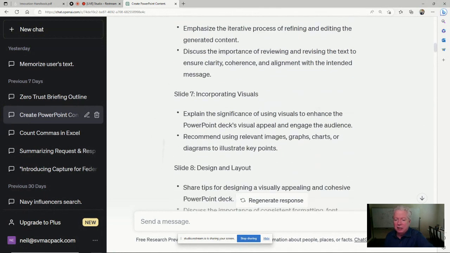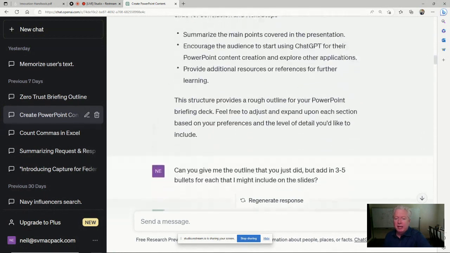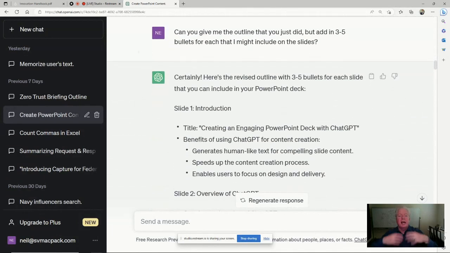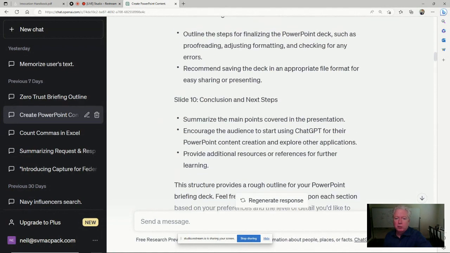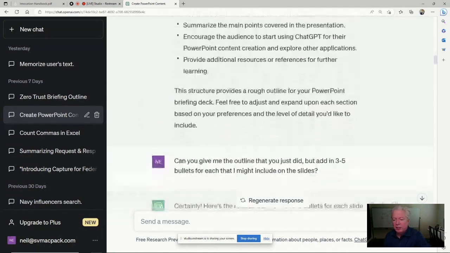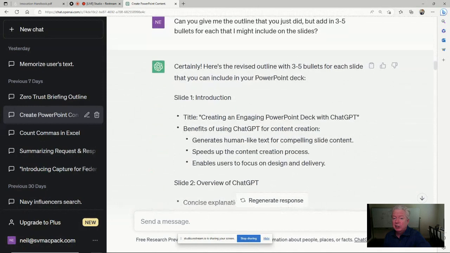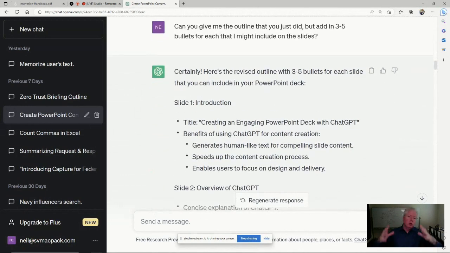So it did 10 slides, and then it said, okay, that's it. But let me tell you what I did next. I said, well, okay, so that outline was good, but can you add in 3 to 5 bullets for each one? Because what I noticed is that it was just giving me a couple and there was no consistency, right? And so I said, give me 3 to 5 bullets. I didn't ask it for anything else. All I said was, give me that same outline you just did, right?